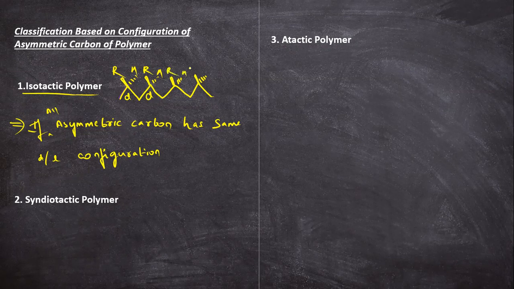R, H, R, H, like that. So this will be D, D, and so on. All asymmetric carbons have the same D or L configuration, so such a polymer we call an isotactic polymer. Next, let us move to the syndiotactic polymer.